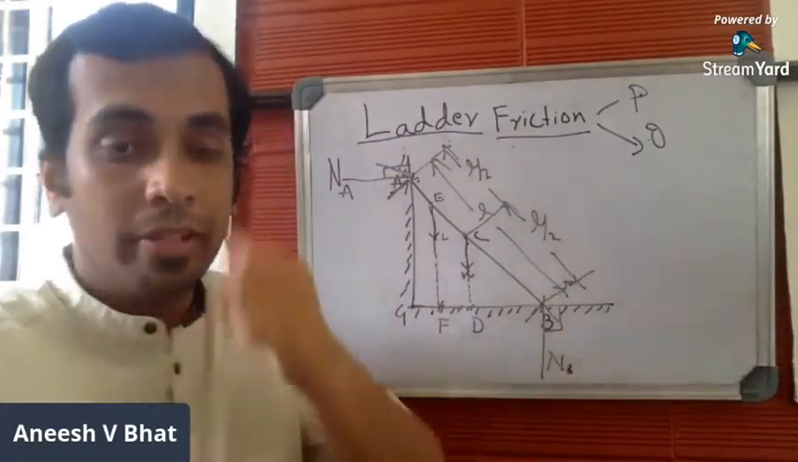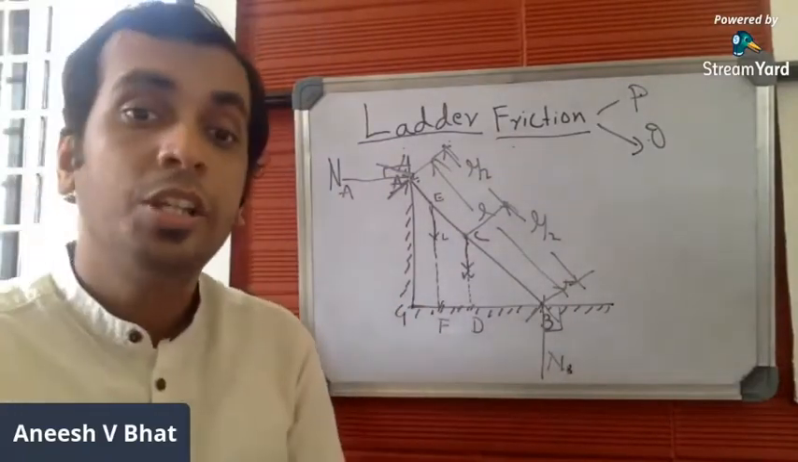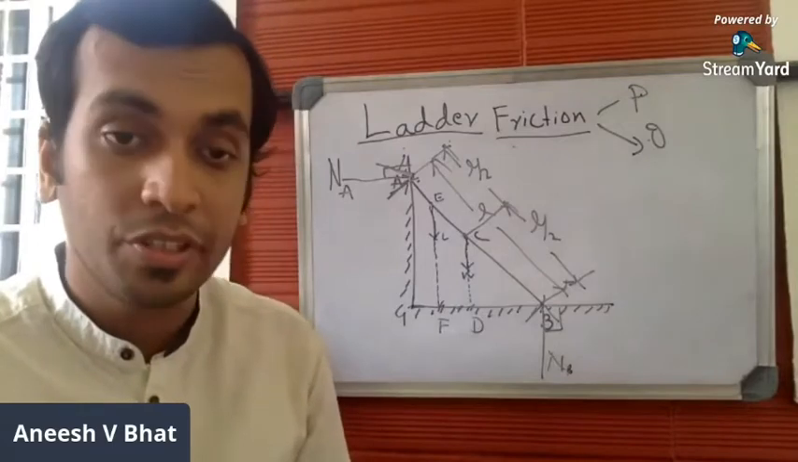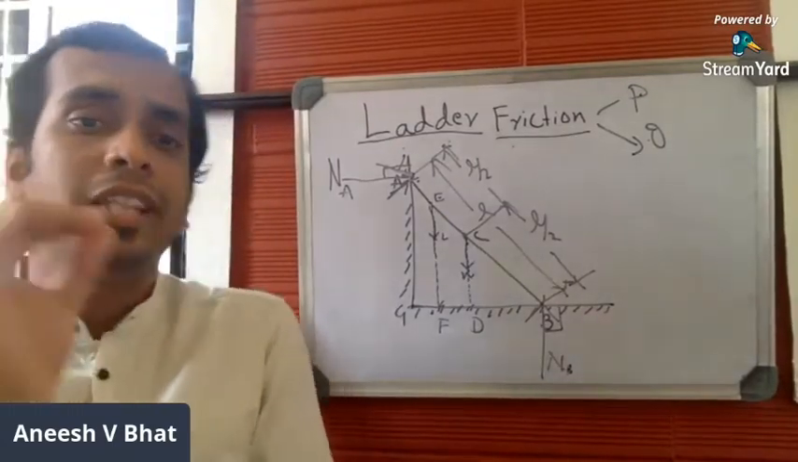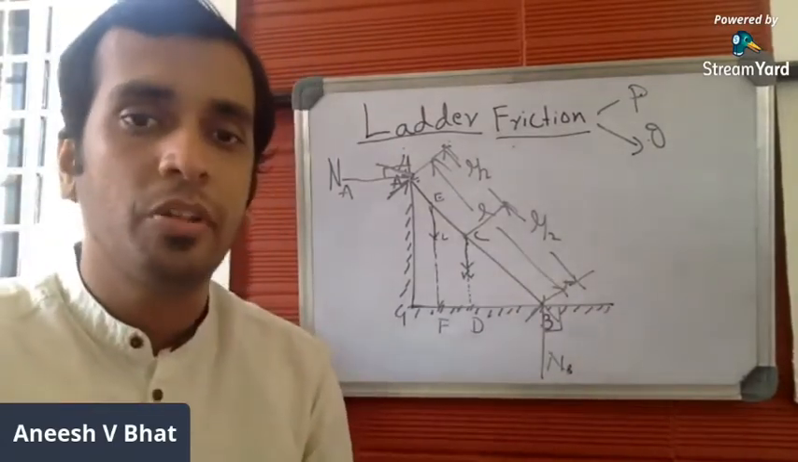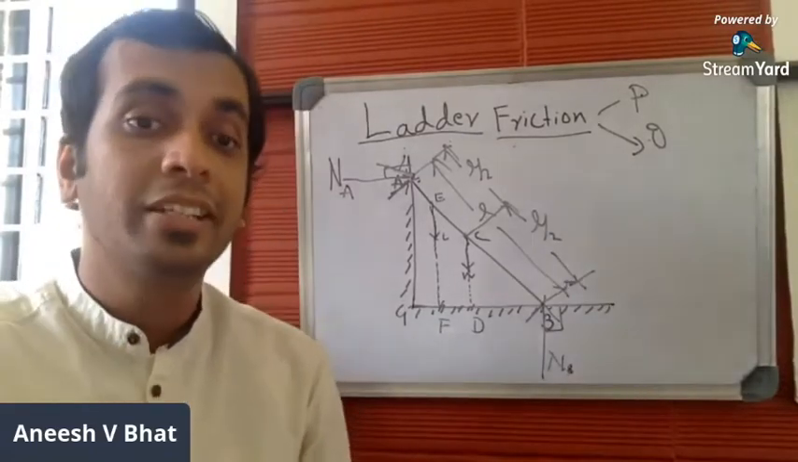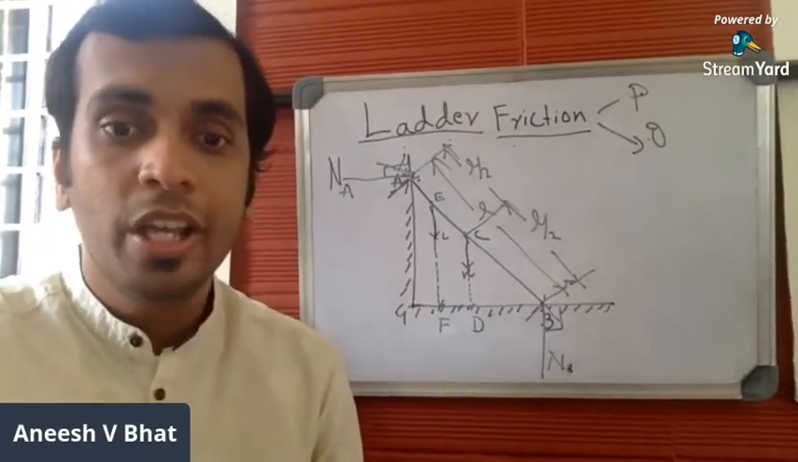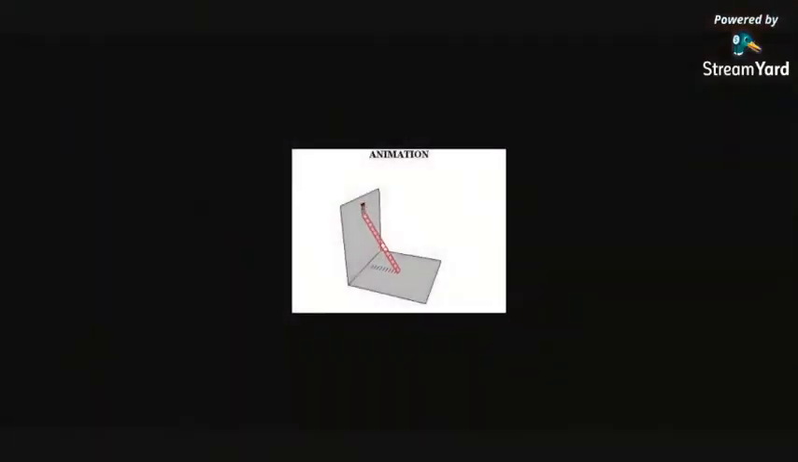After marking the normal reaction, you have to mark the frictional resistance. Frictional resistance will always act in a direction opposite to the direction of motion of the body. You know the direction of motion of the body, is it not? This is how the ladder moves.